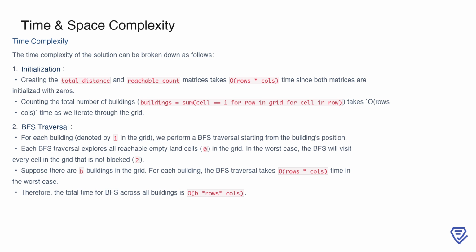Next is the BFS traversal. For each building, represented as 1 in the grid, we start a breadth-first search to calculate the shortest distance to all reachable empty land cells, marked as 0. In the worst case, the BFS explores every unblocked cell in the grid, which could be all rows*cols cells. If there are B buildings, we perform this traversal B times. This means the total time spent on BFS across all buildings is B * rows*cols, making it the dominant component of the time complexity so far.